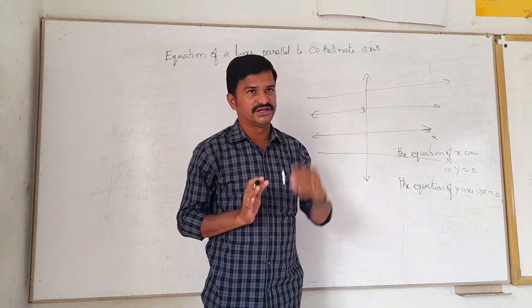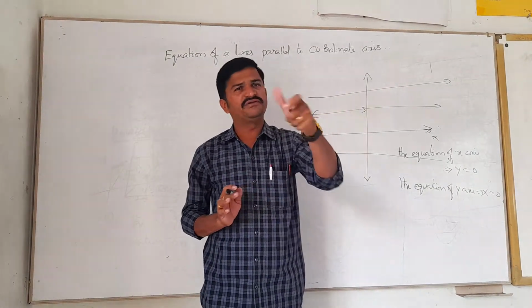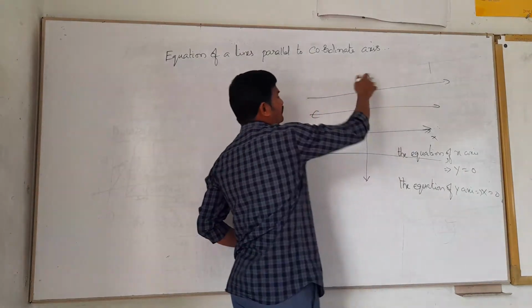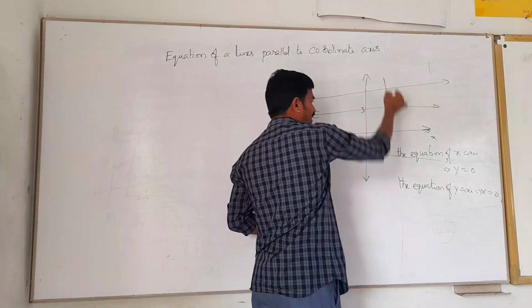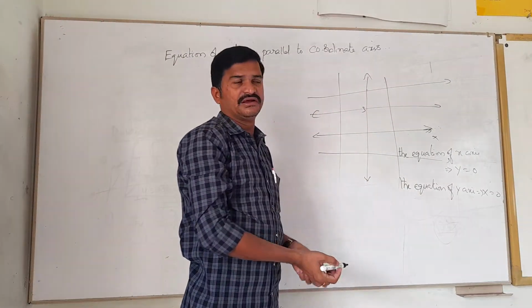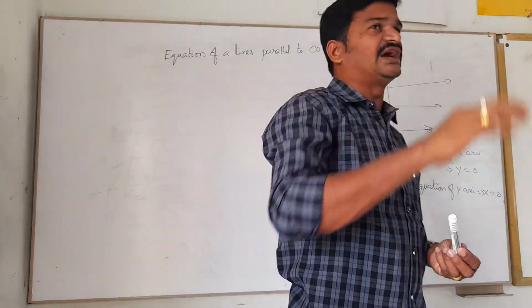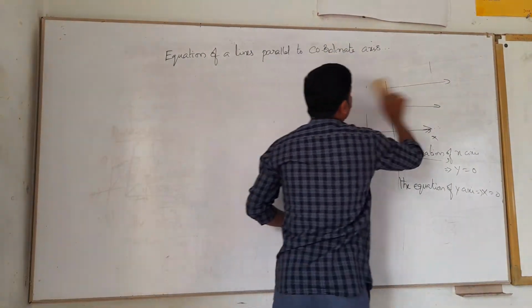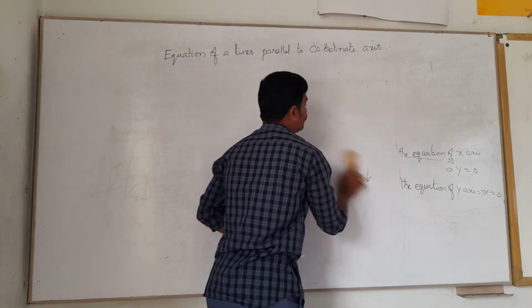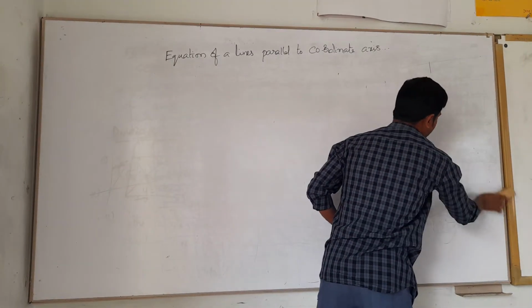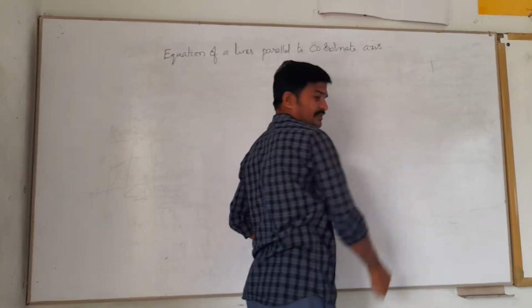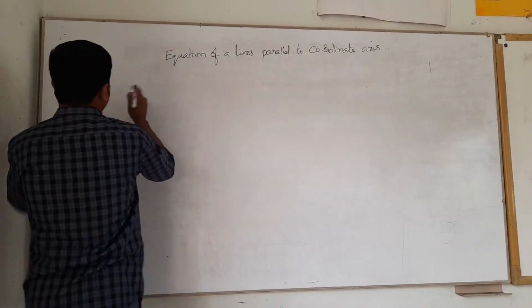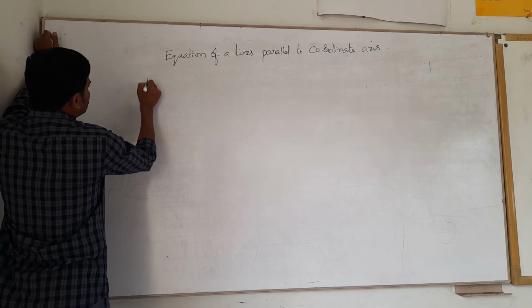Let us see how it is. By drawing some graphs, I will tell you. In the same way that we can draw infinite lines parallel to x-axis, for y-axis also infinite lines will be there. So what is the formation of those lines? For that, we will use the knowledge of these graphs. Are you clear or not? Now let us see.